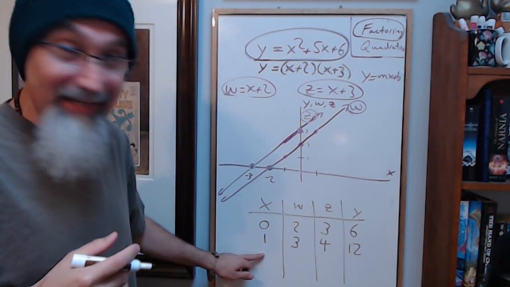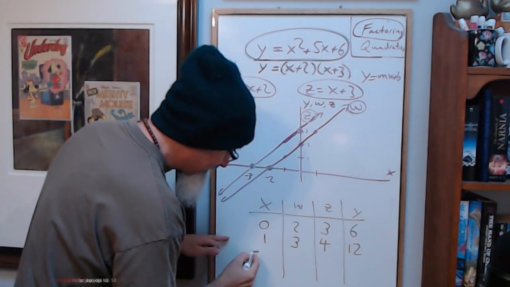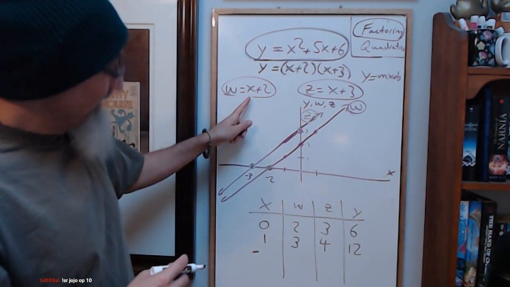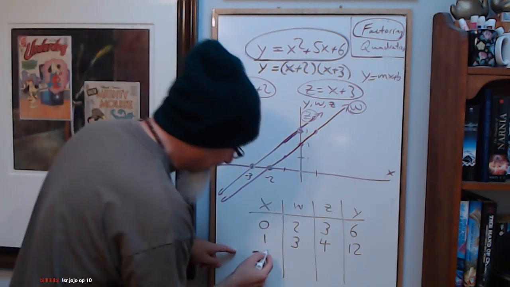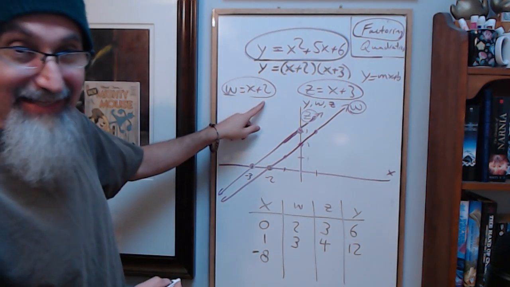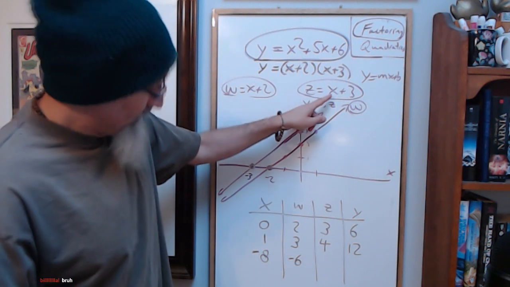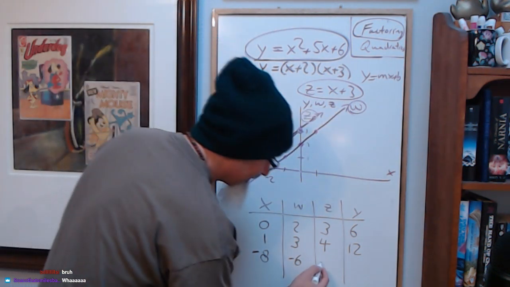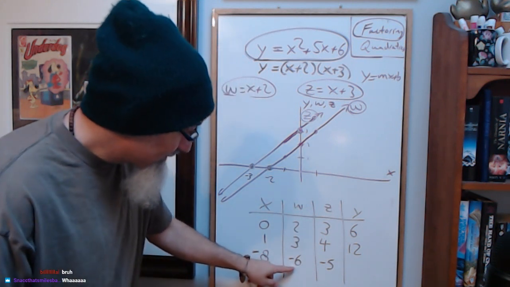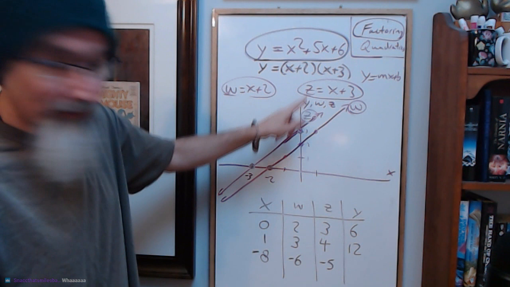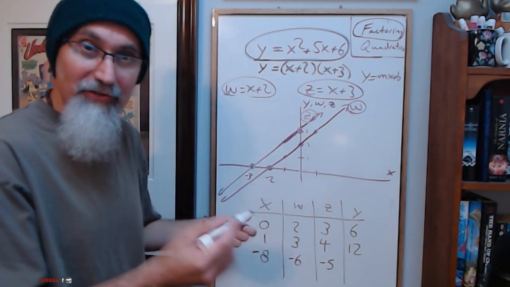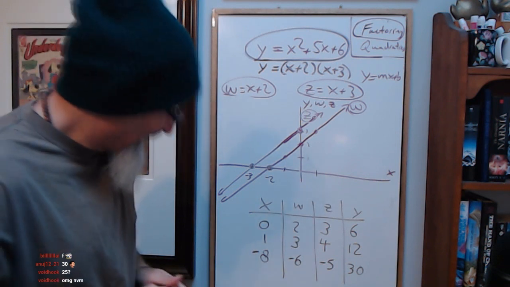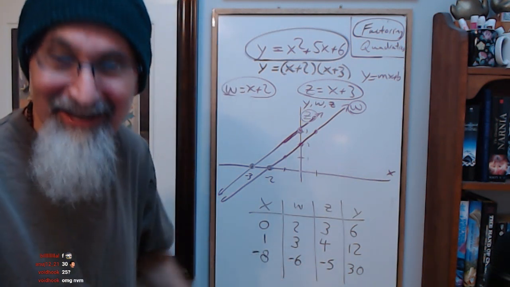Let's plug it in. Let's make it easy for us to multiply. Let's put in negative 8. When x is negative 8, negative 8 plus 2 is negative 6. Negative 8 plus 3 is negative 5. You could put in negative 8 here if you want, but we don't have to anymore. We could just multiply these two. Negative 6 times negative 5 is 30. That's what y is. Wow, cool. 30. Negative 6 times negative 5, 30.